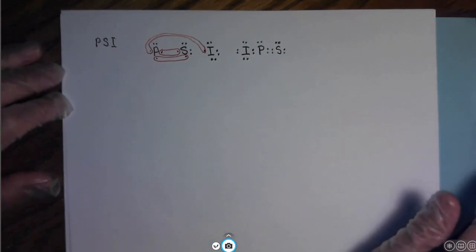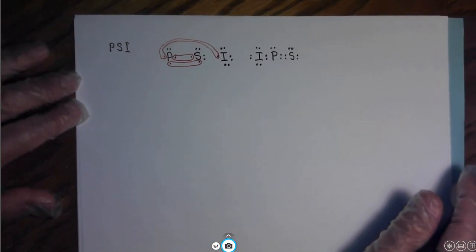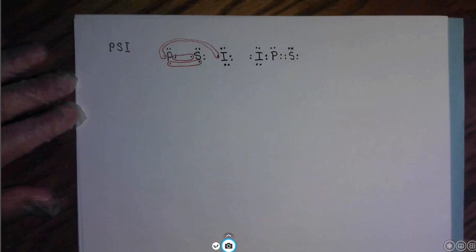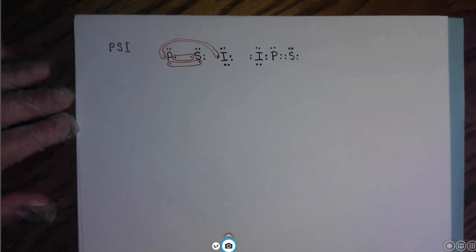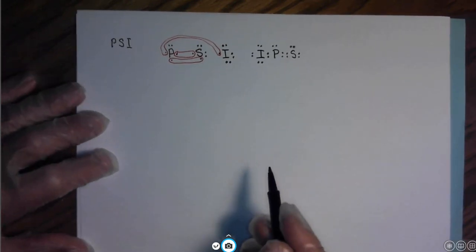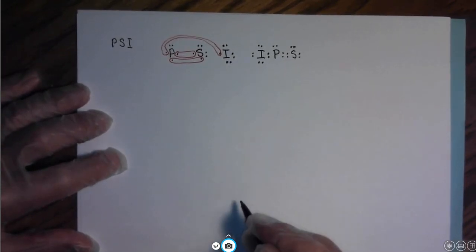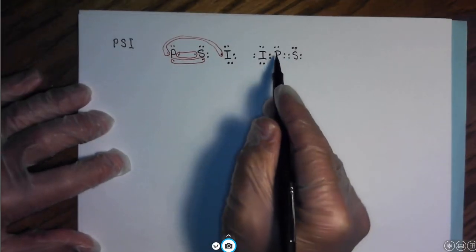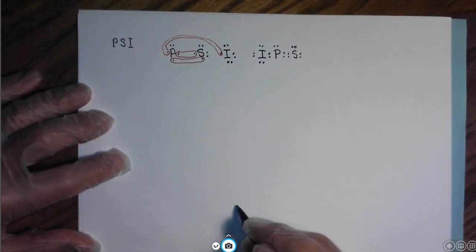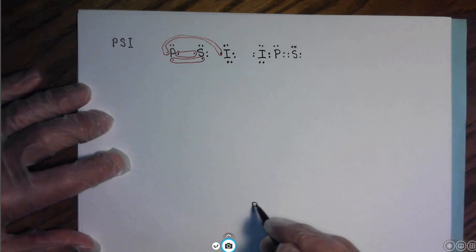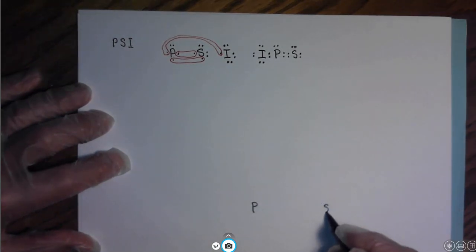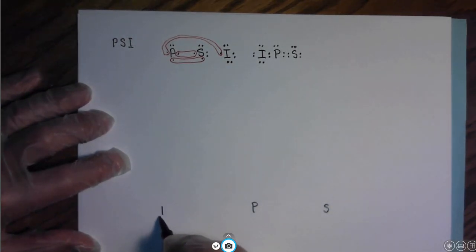Okay? Do you want to do molecular shape and the balloon model stuff, or what? The balloon model. The balloon model, okay. So for the balloon model then, that's the double bond between the phosphorus and the sulfur. I'll put the phosphorus here and the sulfur over here, and I'll put the iodine back here.